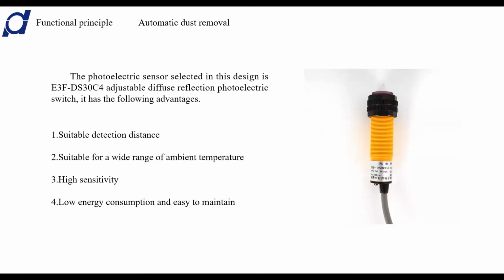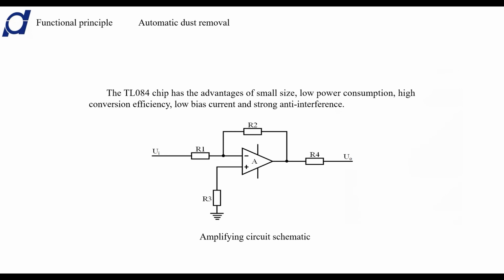The photoelectric sensor selected in the design is the E3FDS306 adjustable diffuse reflection photoelectric switch. It has the following advantages. The TL084 chip has the advantages of small size, low power consumption, high conversion efficiency, low cost, and strong anti-interference. The figure below is a schematic diagram of an amplifying circuit.